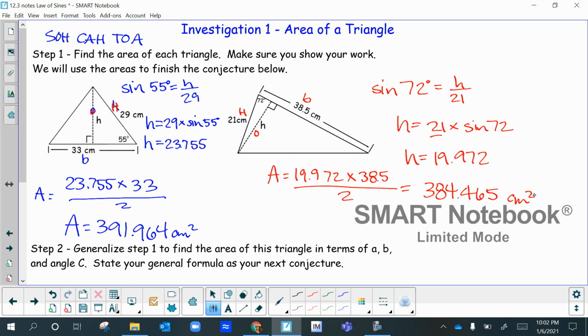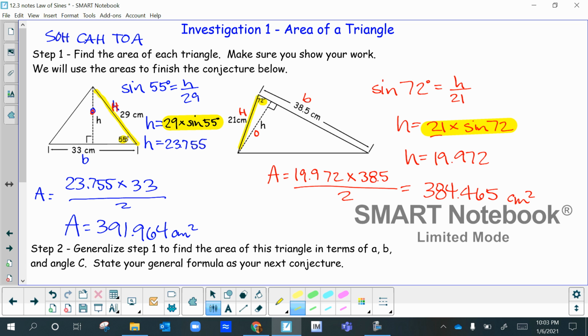So what was real repetitive right here? Let me get my highlighter so I can point some things out. You'll notice that to get the height, we had to multiply 29 times sine of 55. So 29 is this side, and then times sine of 55. Over here, we did 21 times sine of 72. Okay, so 21 is right here, times that 72.